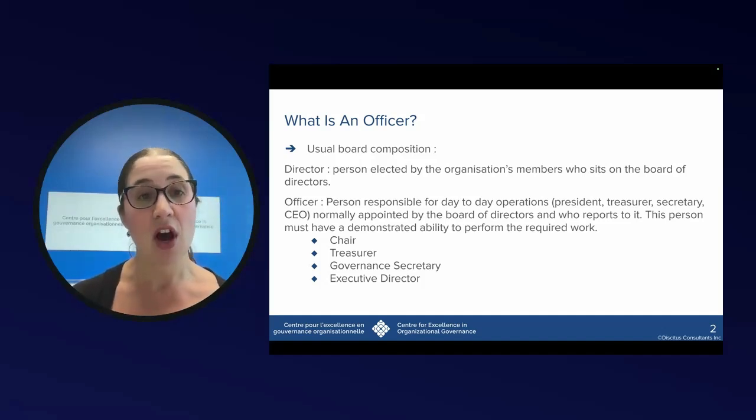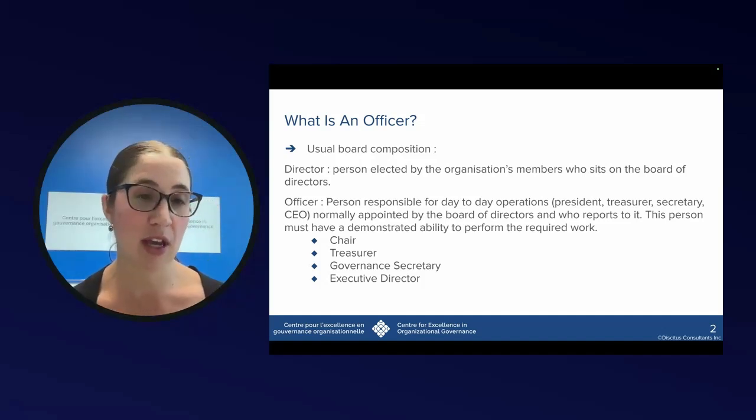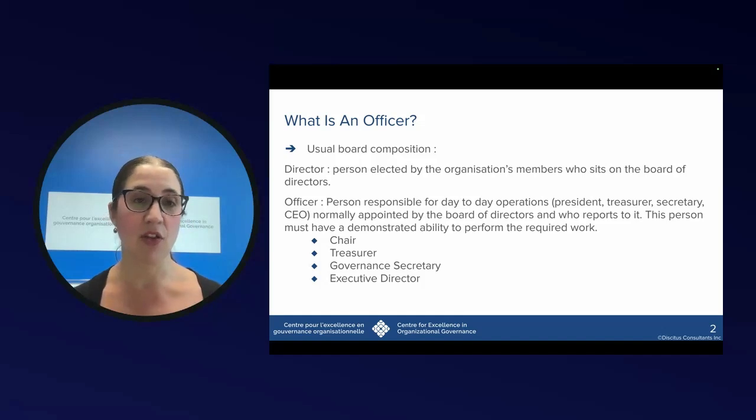The officers are people responsible for day-to-day operations. These people will have a more involved presence in some of the operations. Normally appointed by the board of directors, the officers report to the board. The officer on a nonprofit must have a demonstrated ability to perform the required work. I'm giving you a few examples here: the board chair, the treasurer, the governance secretary, even the executive director.